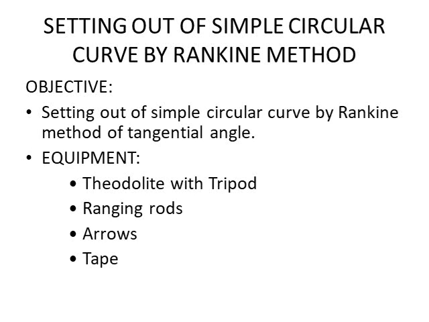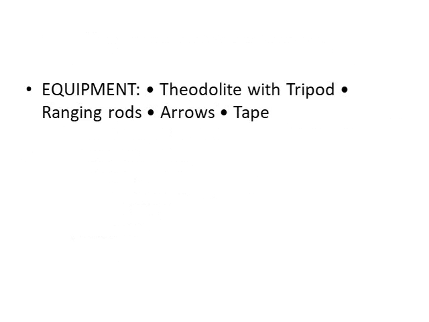Therefore, while studying this particular topic, that is setting out a simple circular curve, the objective is setting out a simple circular curve by the Rankine method of tangential angle. So students should be able to set this particular curve at site. The instruments required for setting this curve are, first, a theodolite with tripod, second, ranging rods, third, arrows, and fourth, a tape. So these are the equipment required while setting the curve by the Rankine method.